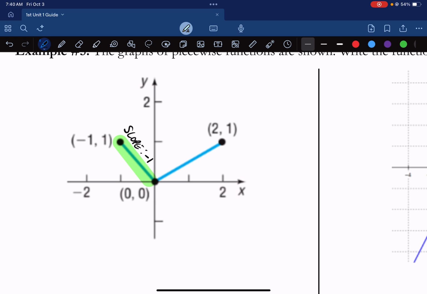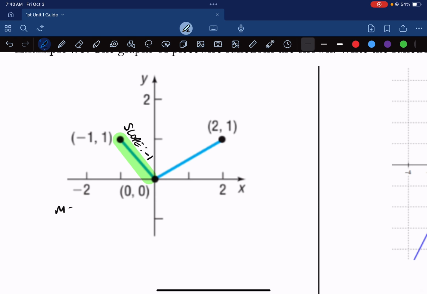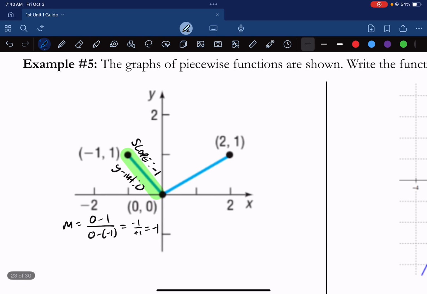And again, if you need that reminder, the slope for that piece would be 0 minus 1 over 0 minus -1. Change in y over change in x, which gives me -1 over +1, so -1. And then my y-intercept is clearly 0. So, reminder, y equals mx plus b is what we're going to be working with here, where m is the slope of the line and b is your y-intercept.